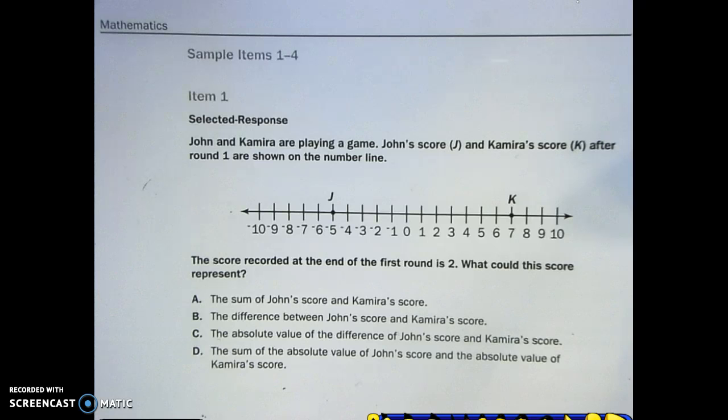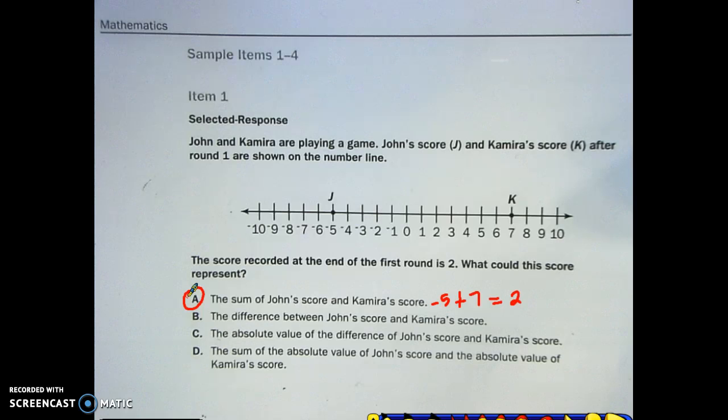So John's score is -5 and Kamira's score is 7. Sum means to add. When you're adding integers, if the signs are not the same, then you subtract. 7 minus 5 is 2. Keep the sign of the bigger number. So that's positive 2. So the answer is A, but I'm going to work through the other answers just so we can see why we can eliminate those questions.